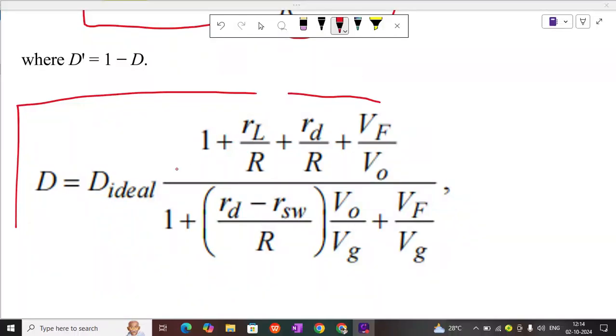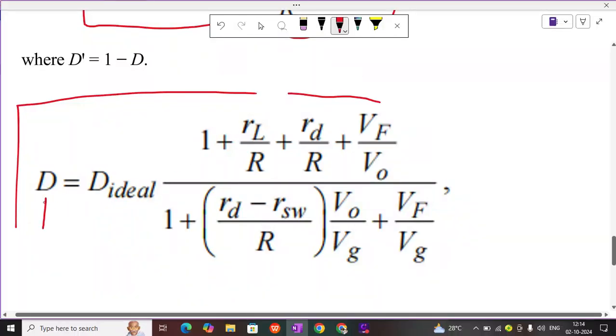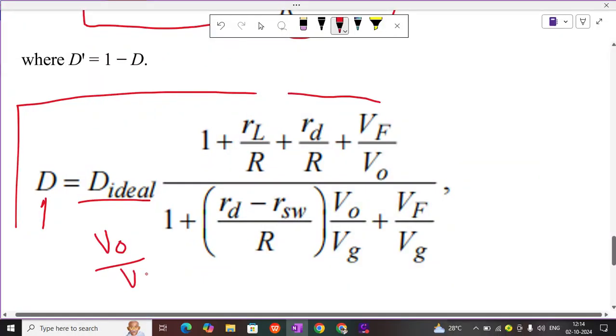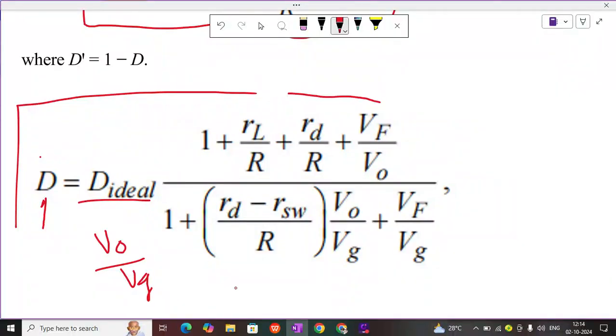So you see here one thing: this is my D, this is a practical D. And what is my D ideal? D ideal is simply V naught by Vg. You know this expression for an ideal buck converter, V naught by Vg is my duty ratio. So what is the expression for the duty ratio when all non-idealities are considered? D is equal to D ideal into this whole thing. It is not a very simple expression because all the non-idealities are considered.